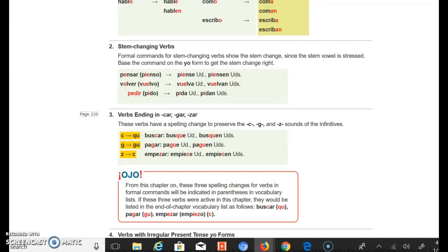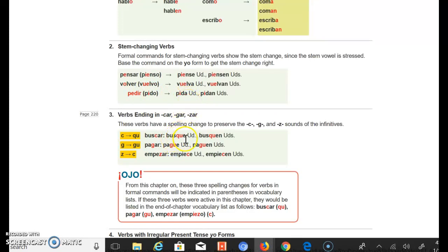When you have a stem-changing verb like pensar, usually the stem change stays in there. For example, piense, think, from pensar. Vuelva, from volver, meaning return. And pedir, to ask for or request: pida. So it's an IR verb, the ending changed to A, and it has a stem change in the present tense and also in the usted command.